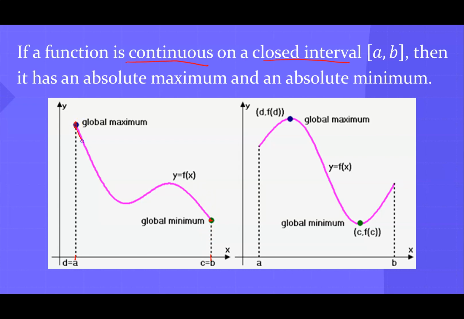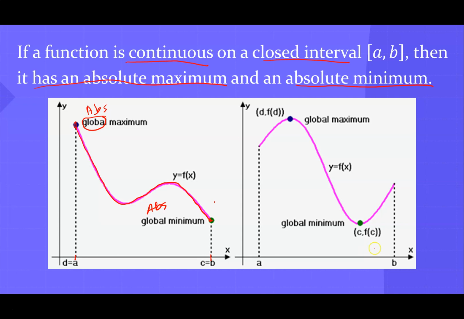And the pink function here is continuous. If it's continuous and we're looking at it within a closed interval, what can happen? It will have an absolute maximum and an absolute minimum. So looking at this, the absolute maximum is at the left endpoint and the absolute minimum is at the right endpoint. But does it have to be at the endpoint?